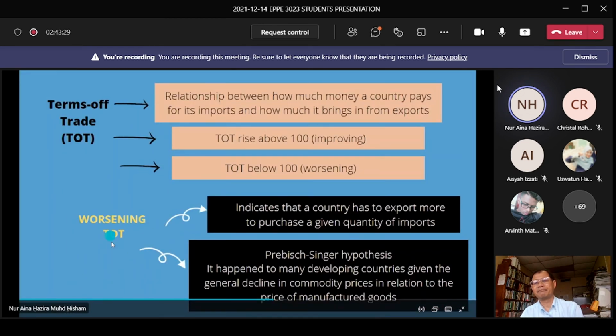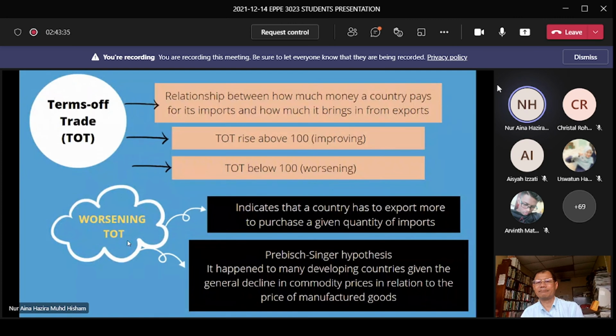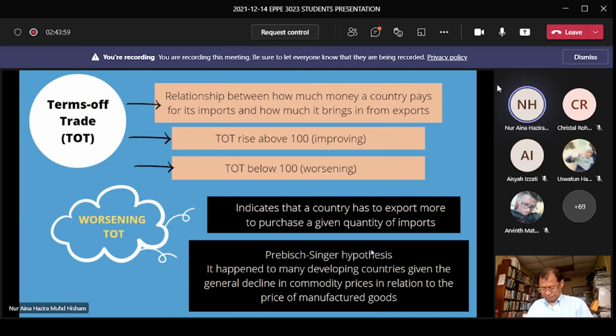Discussion 3. Terms of trade is the relationship between how much money a country pays for its imports and how much it brings in from exports. When the value of the TOT rises above 100, it shows that the terms of trade is improving, while below 100 it shows that it's worsening. A worsening TOT indicates that a country has to export more to purchase a given quantity of imports. The Prebisch-Singer hypothesis states that worsening TOT happens to many developing countries, given the general decline in commodity prices in relation to the price of manufactured goods.